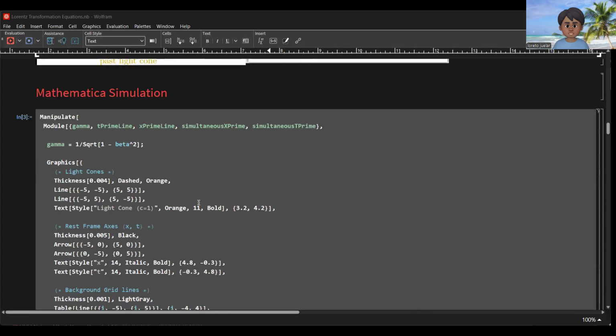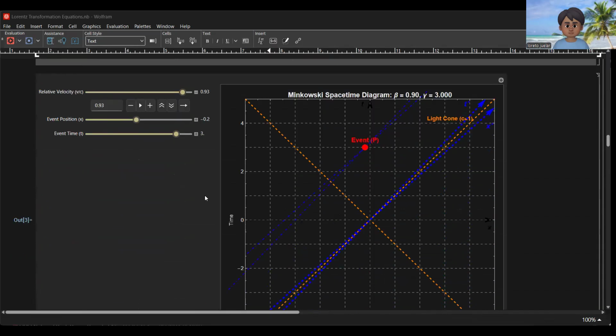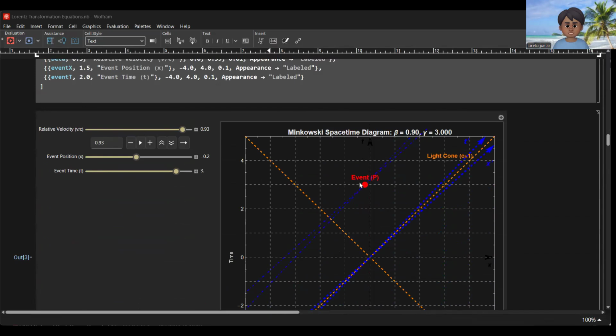We have the mathematical simulations. For example, here, we have the event P here. The event position X here is equal to negative 0.2. And the event time here is equal to 3. So this is the X component, and we have the time component here equal to 3. So this is the time-like event. This is inside the cone here. So we have the cone here.